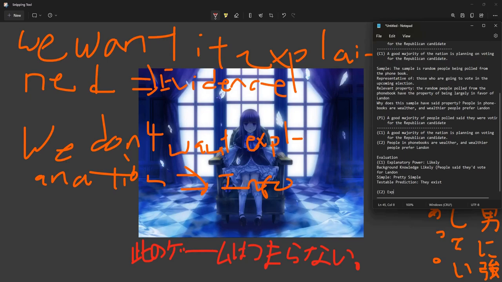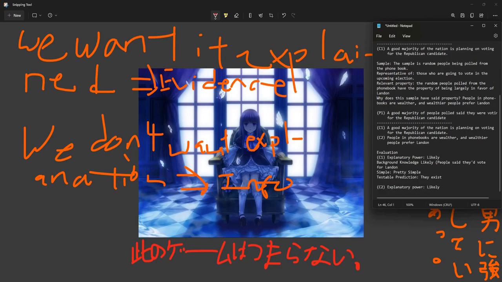Explanatory power is likely. Okay? Then we have background knowledge. The answer is somewhat likely.